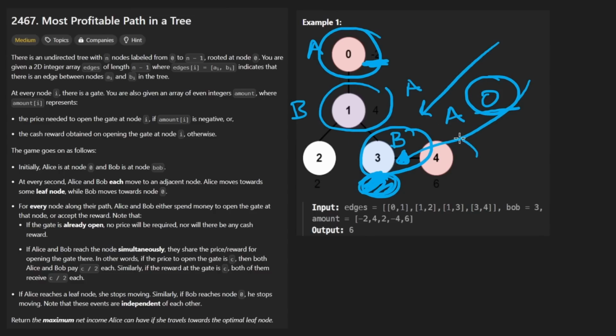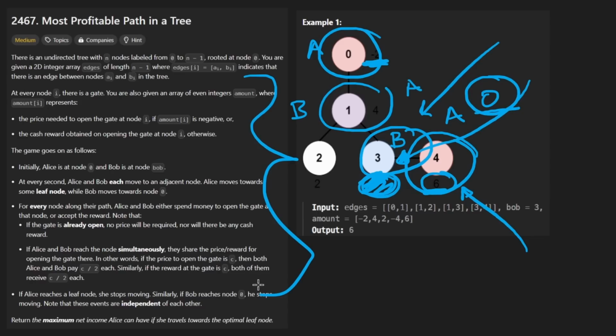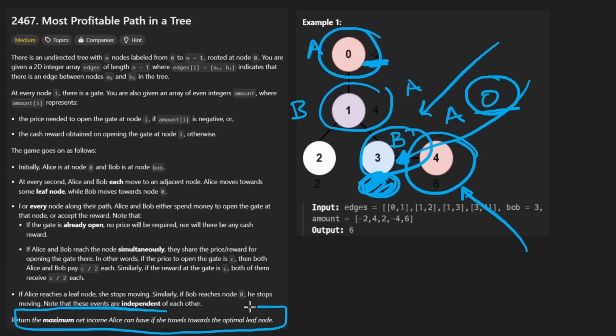But then maybe Alice will then visit this node, which nobody has visited. Bob didn't visit it yet, so she can take all of the profit. So those, I believe, are the main ideas from this problem description. I'm just going to skim over this just to make sure I didn't miss anything. But again, what we mainly want to do is return the max possible income Alice could have if she travels to the optimal leaf node.